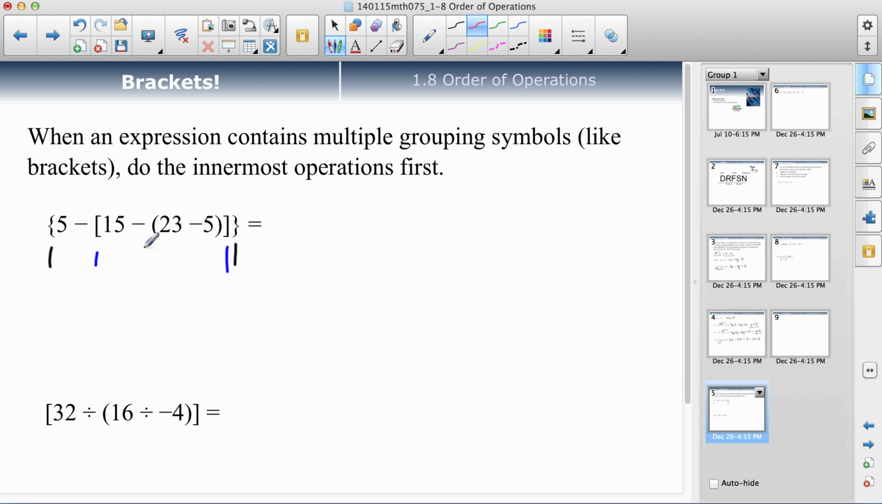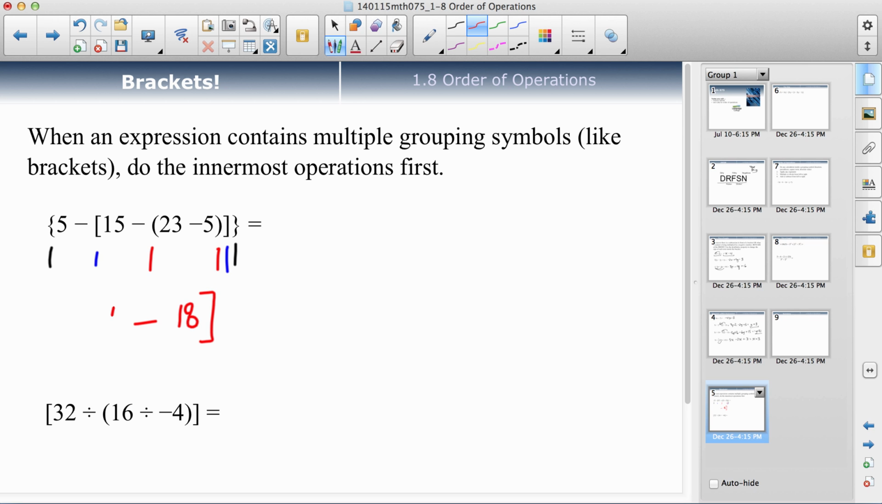So here's a bracket and there's a bracket. So these ones are on the inside, so this is where I need to start. So I go 23 take away 5, that's 18. And then once I've done what's inside a bracket, I can drop that bracket.